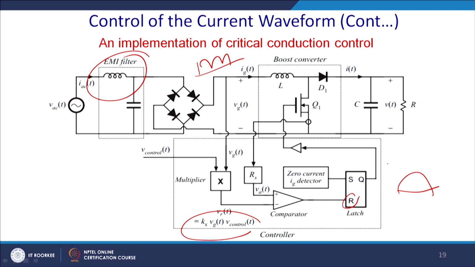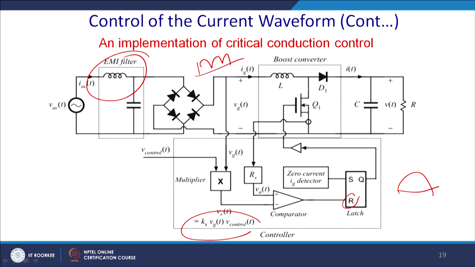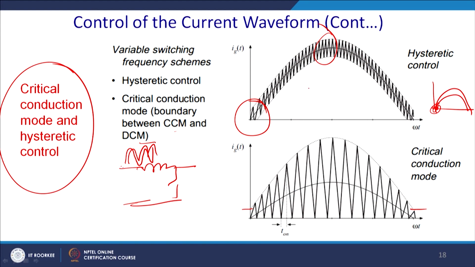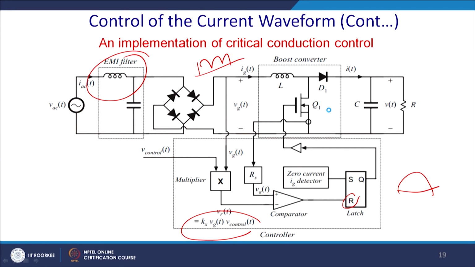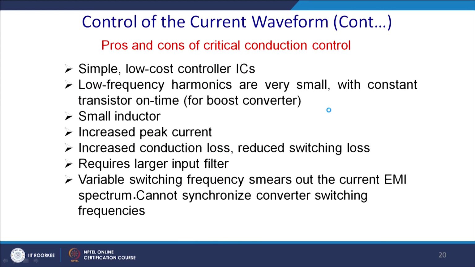Once it touches that envelope, that will be reset, and the current will come back. Then again, once the current touches 0, only then will it be reset, and the current will be allowed to ramp on until it touches the envelope, in this pattern or this pattern. This is the way of operation of the critical conduction mode control. So, what is the advantage of it? There are pros and cons of this.